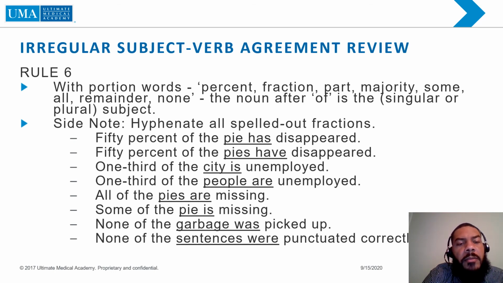Okay, so 50% of the pie has disappeared. 50% of the pie have disappeared. 1/3 of the city is unemployed. 1/3 of the people are unemployed. All of the pies are missing. Some of the pie is missing. None of the garbage was picked up. None of the sentences were punctuated correctly.